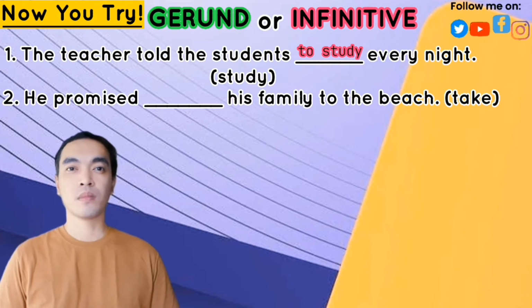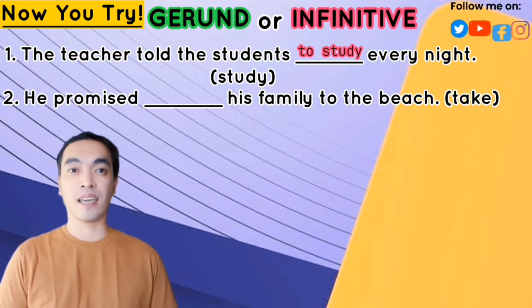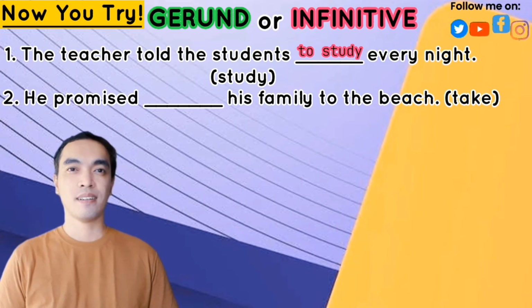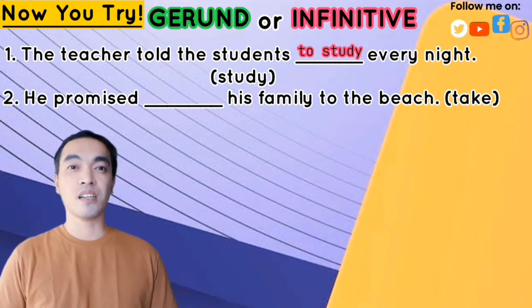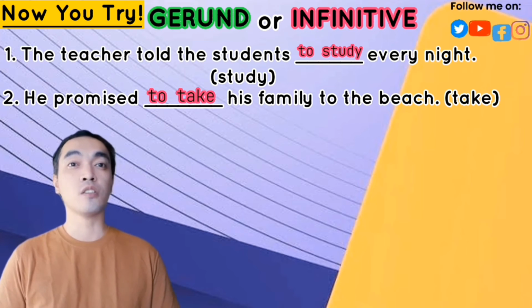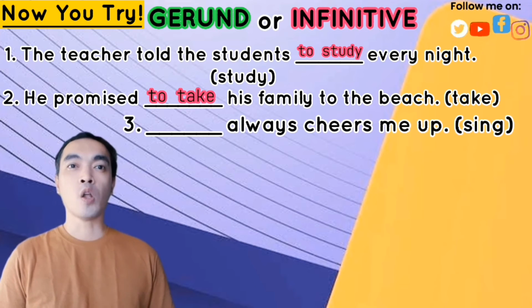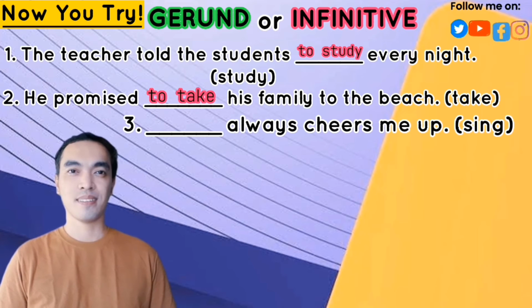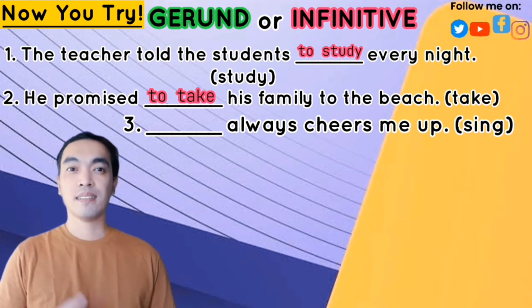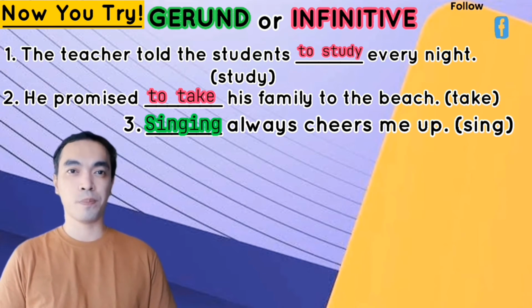Number 2. He promised his family to the beach. The verb we're going to use is take. The correct answer is he promised to take his family to the beach. Number 3. Always cheers me up. The verb is sing. The answer is singing always cheers me up.